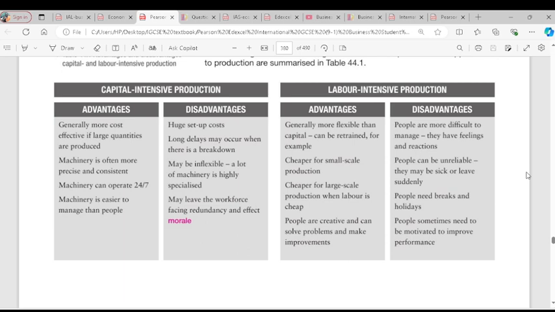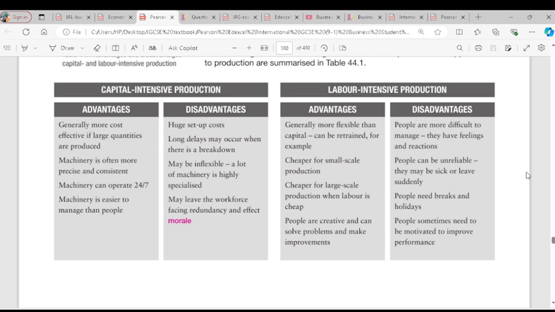One, huge setup cost. It is expensive; the initial setup is high. Long delays may occur when there is a breakdown. If a machine breaks down, then it becomes a problem. It might take time before you find out how to work it out. It may be inflexible. A lot of machinery is highly specialized, as I told you earlier, so it might not be used for other production.